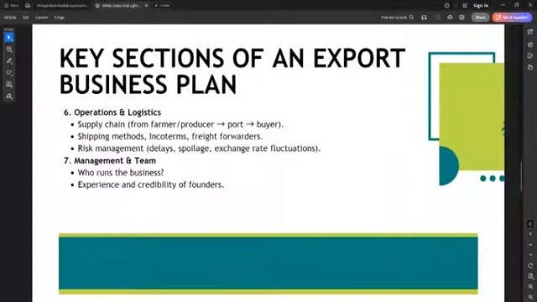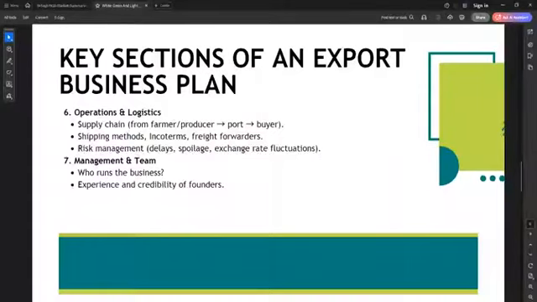Then you have operations and logistics, supply chain, from farmer to the producer to the port to the buyer. So what's your supply chain like? If it's a product you are the one manufacturing, what's the supply chain like? Is there a raw material that comes to you or that is sent to you from another market or from somewhere? So how do you run that? And once you are done with your production, how do you get these products to the port, to the buyer?